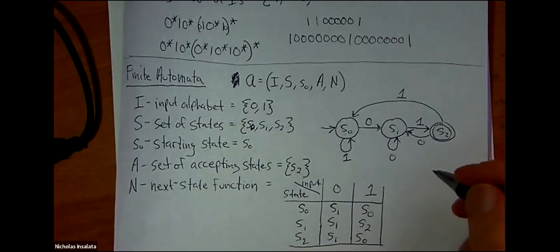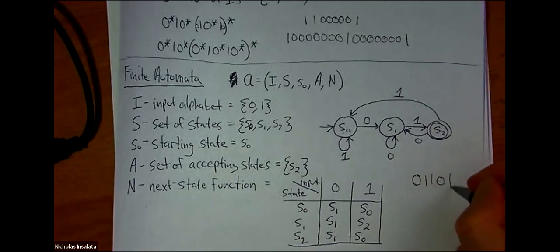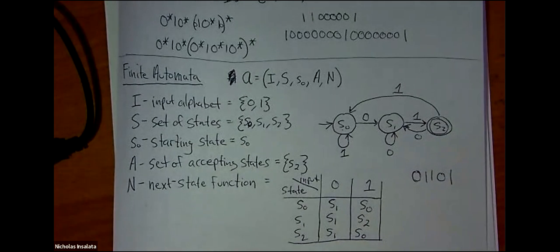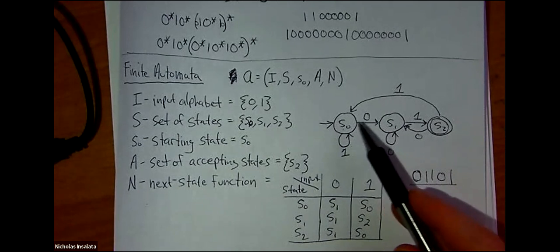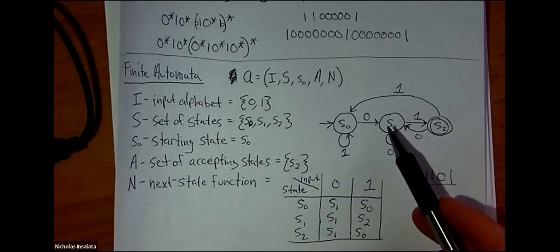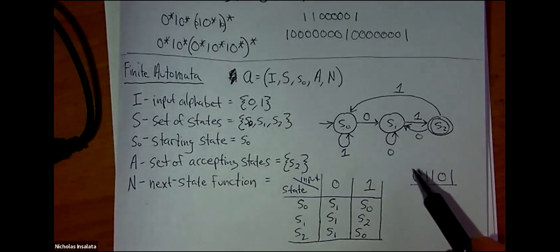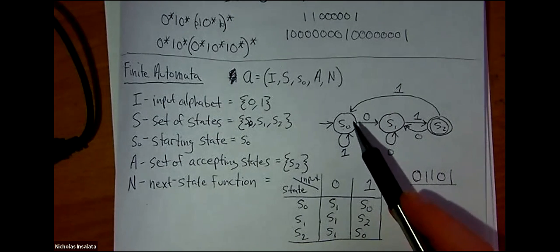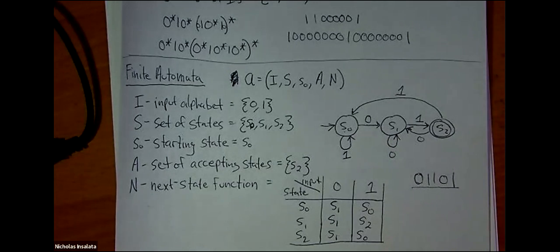So let's consider the string 0, 1, 1, 0, 1. Okay. On this string, we're going to travel around our automaton. And the way that works is we start at the starting state, as you would think, right? And for each letter in our string, we're going to follow one arrow, okay? So let's trace through it.